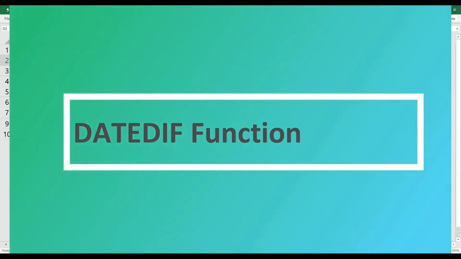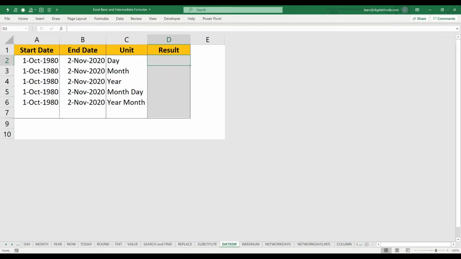Now we are going to look at the DATEDIF function. The DATEDIF function helps to identify the total number of days between two dates, a start date and an end date. Also it helps to identify the total number of months and the total number of years between two dates. So let me show you a few scenarios.